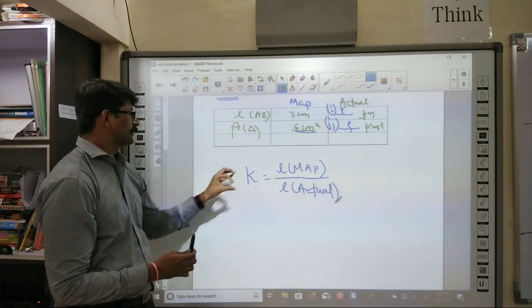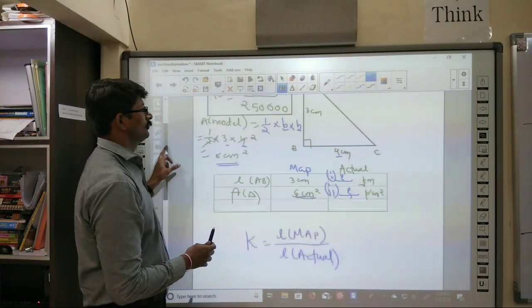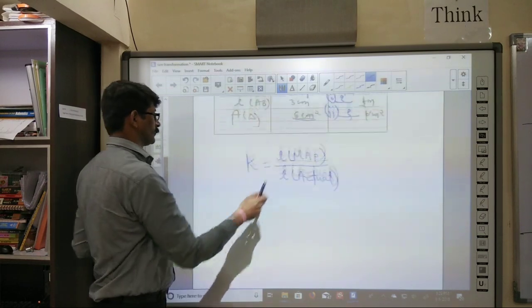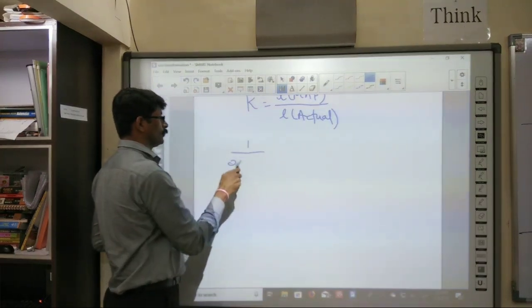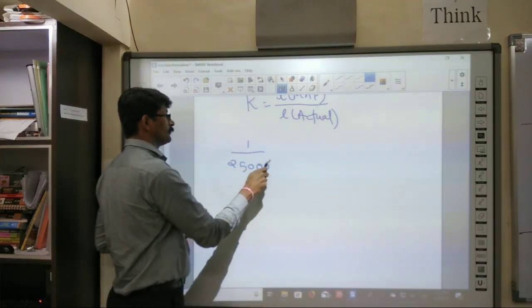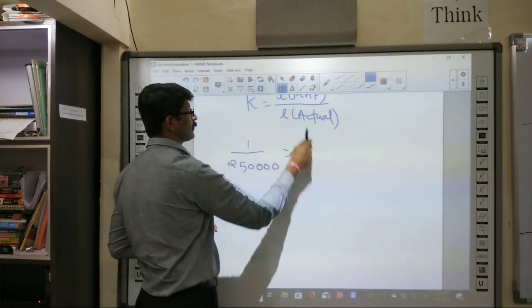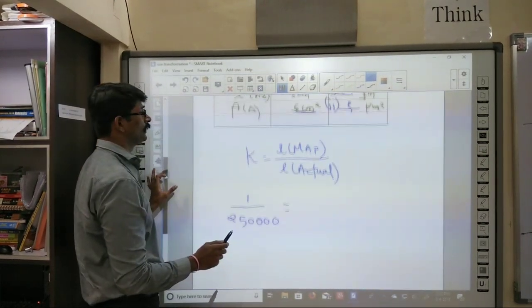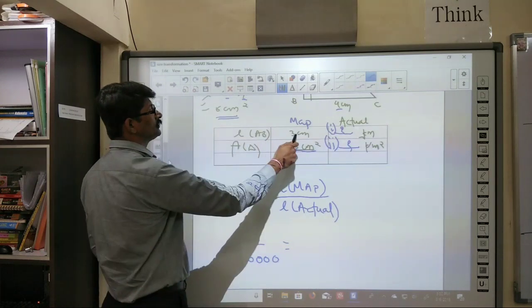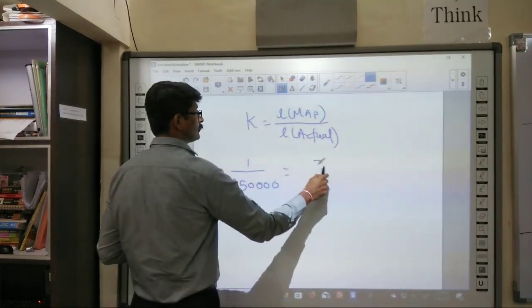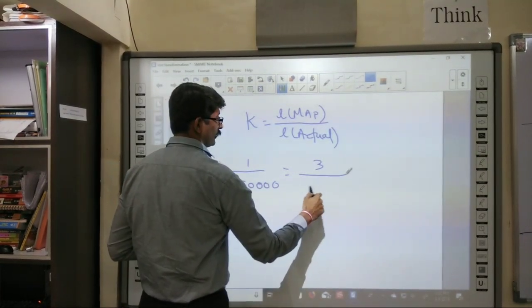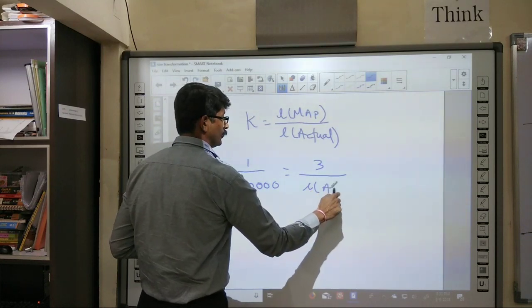Now we have to substitute this K. What is this K? Look at this, 1/250,000. So 1/250,000 is equal to length on map, and the length of AB on map is 3 centimeters. So that is 3 upon length actual.